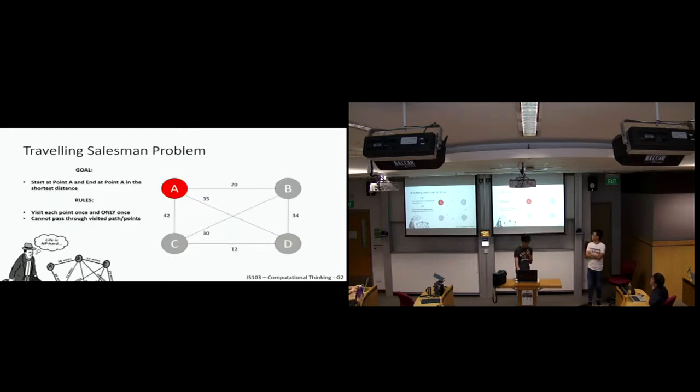So TSP is, let's say we have 4 points, and our goal is to start at point A and end at point A in the shortest distance, but there are rules implied, which is we have to visit each point once and only once, and we cannot pass through visited paths or points.